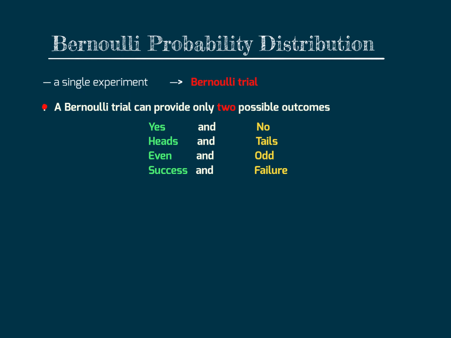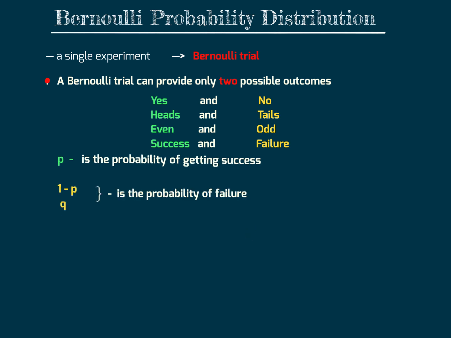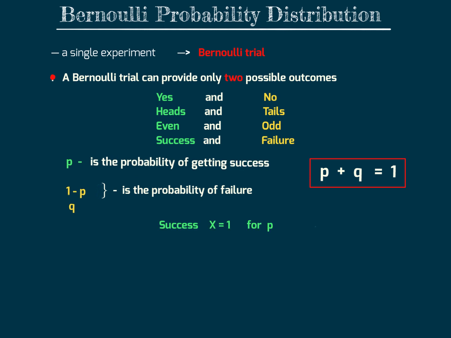We usually denote little p as the probability of getting a success, and 1 minus p, or otherwise we write little q, as the probability of failure. And remember that p plus q, of success plus failure, must equal 1 and is always positive.